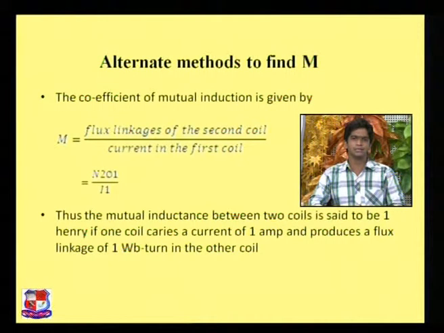So the mutual inductance between two coils is said to be 1 Henry if one coil carries a current of 1 ampere and produces a flux of 1 Weber per turn in the other coil.